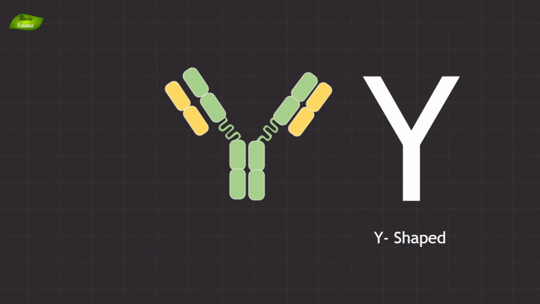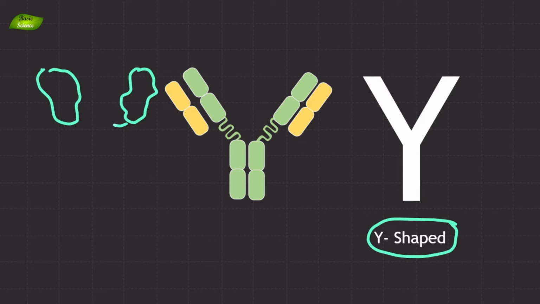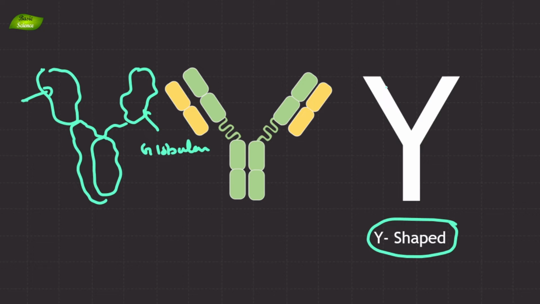Now we all talk about this Y-shaped structure of antibody, and I'll tell you why it is Y-shaped. You know why it is Y-shaped. Actually, it is not like this. It will have the globular structure like this, how the protein molecules appear. So it will be very unique in structure. So it's going to have a globular structure, but typically it will acquire this typical Y-shaped structure.